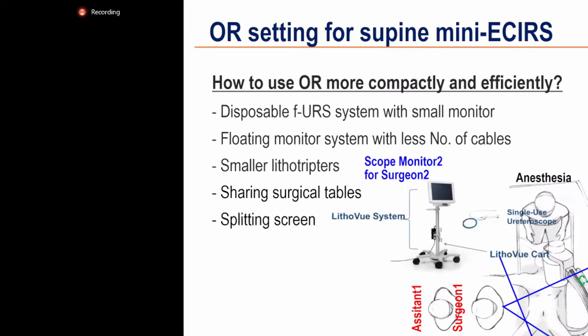If you use a split screen of the surgical monitor, then the main surgeon can perform the main surgery very efficiently. And if you can prepare some additional small monitor for a disposable URS, then the assistant can do their own procedure as well, for example, for the contralateral renal stones.